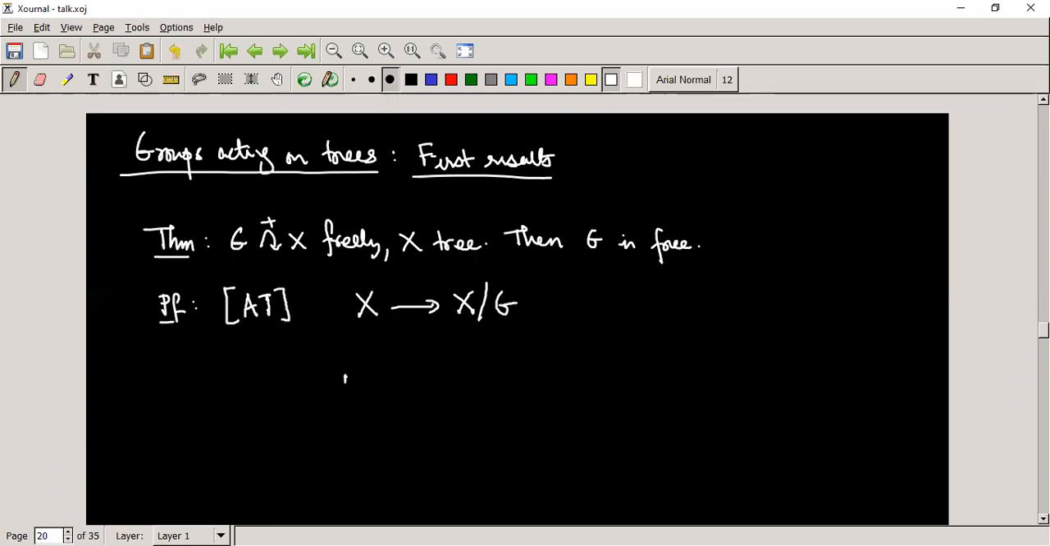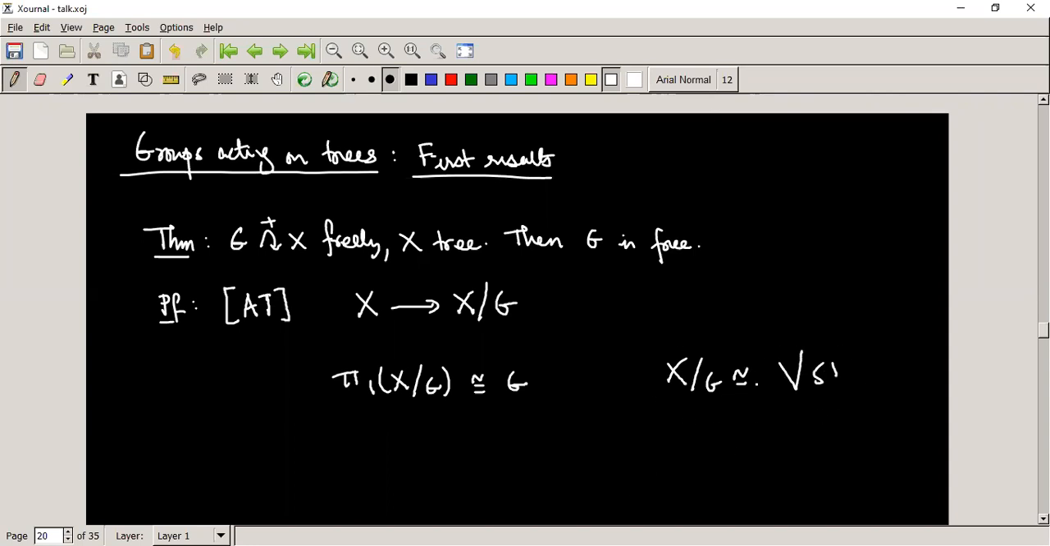So then the fundamental group of X over G is isomorphic to G, yeah? By standard covering space theory. But X over G is a graph. So X over G has to be homotopy equivalent to some wedge of circles.